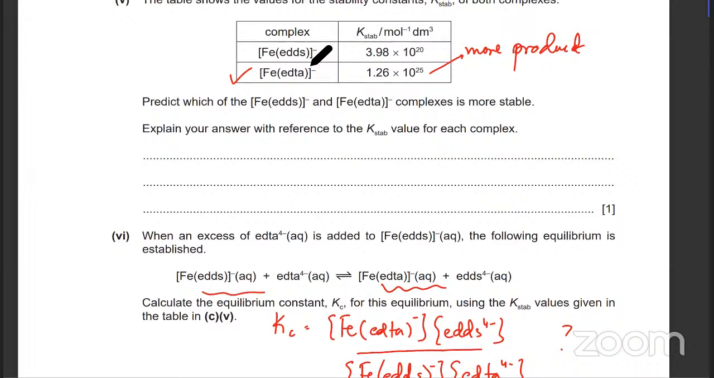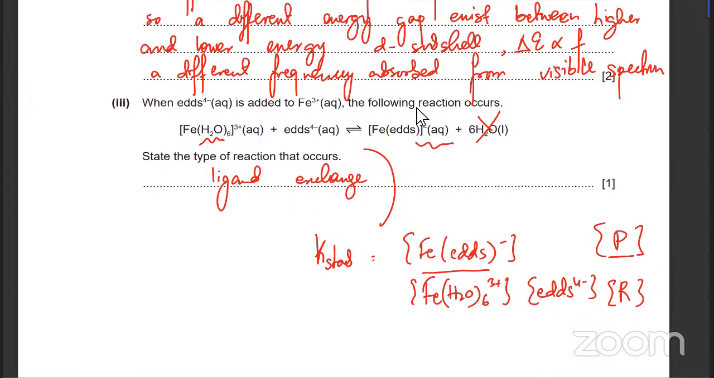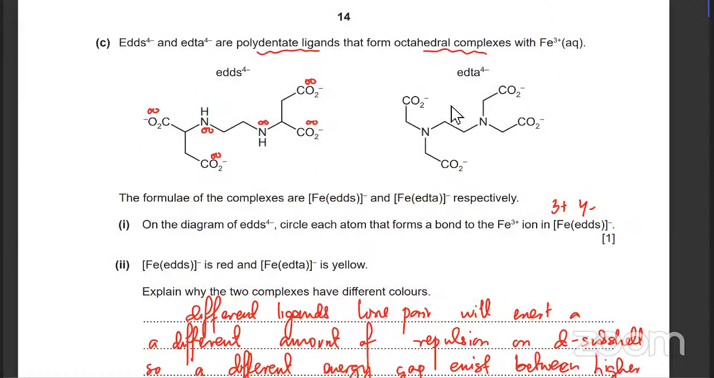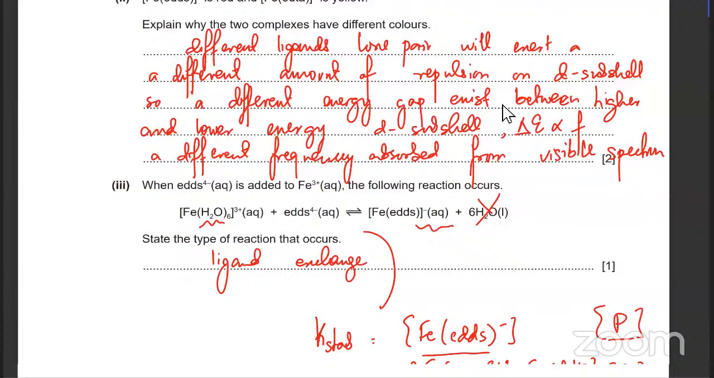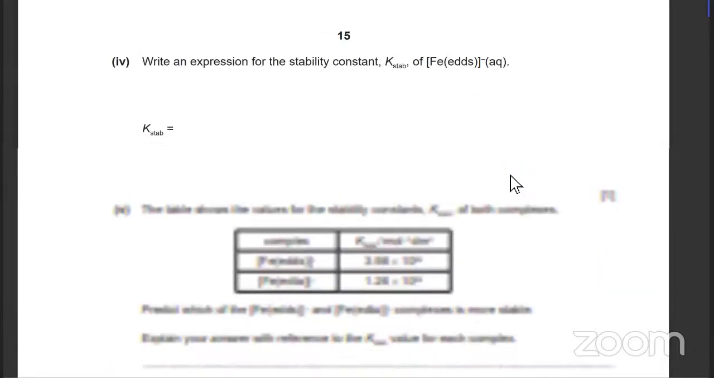So I'm just going to use these 2 expressions, which I already wrote. For EDDS it was this one. For EDTA it's going to be exactly the same one. It's just going to be EDDS getting replaced by EDTA. This one getting replaced by this one. So both of them are going to have exactly the same expressions. So I'm just going to copy, it's just time consuming, I'm just going to copy those 2.